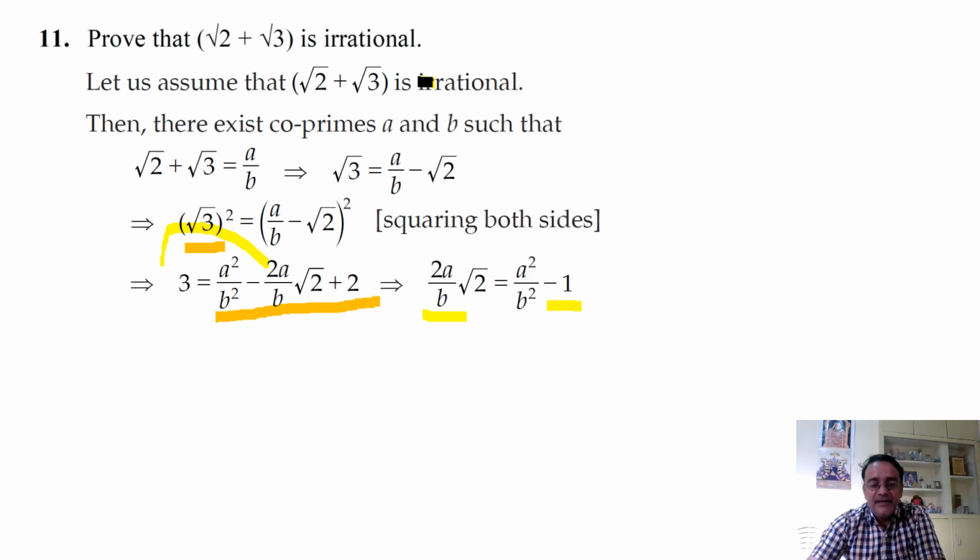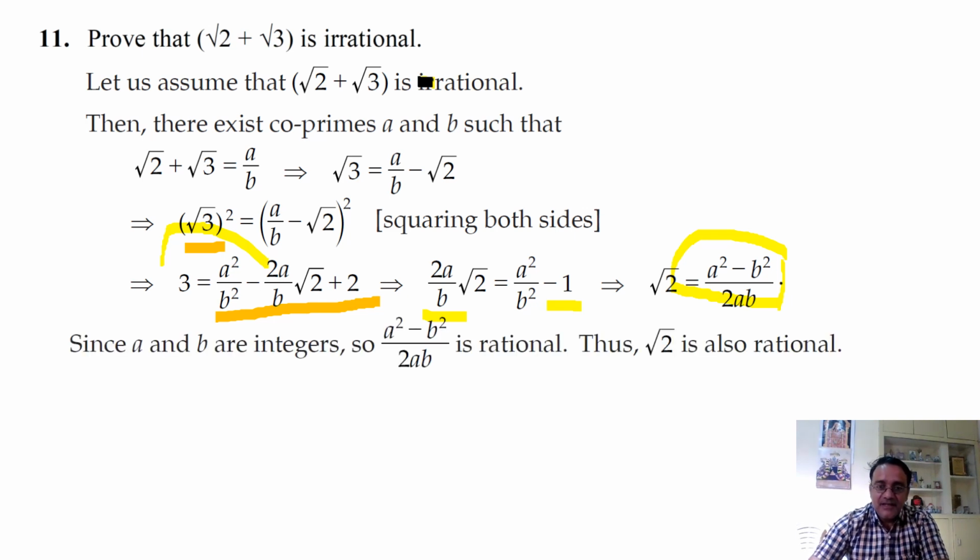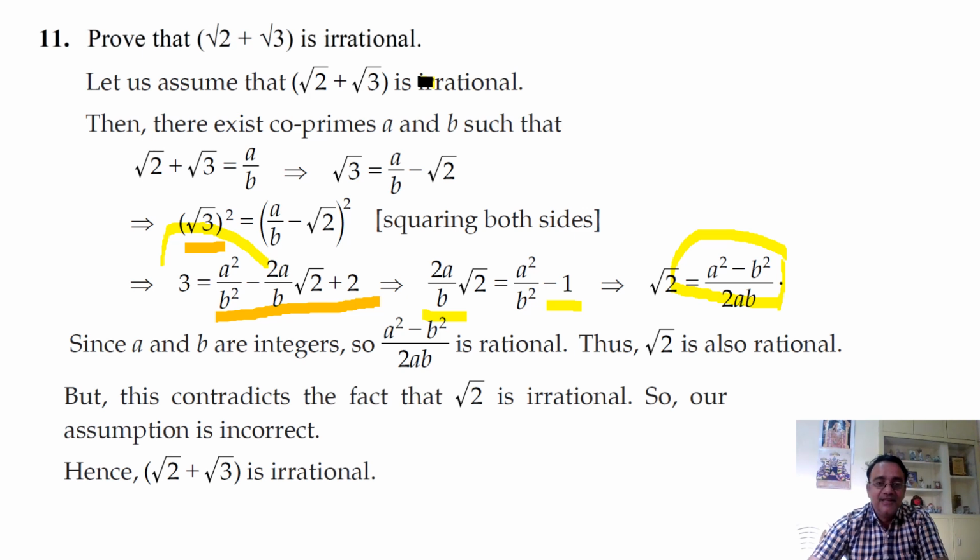Okay, now we'll take LCM on the right hand side. We'll get (a square minus b square) upon b square, then we will shift 2a by b also, so finally we'll get root 2 is equal to this one. But now a and b are co-primes and co-primes means it is not equal to 0. So we'll get (a square minus b square) upon 2ab is a rational number. So this will imply root 2 is also a rational number. But this contradicts the fact that root 2 is irrational.